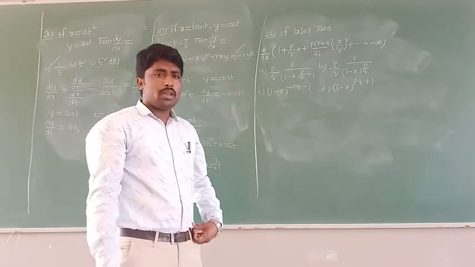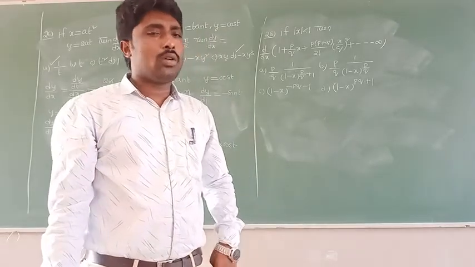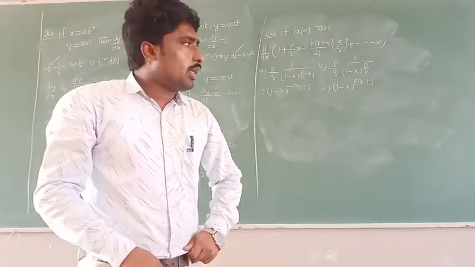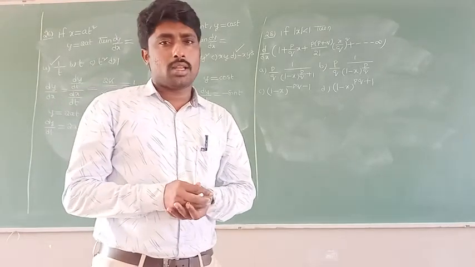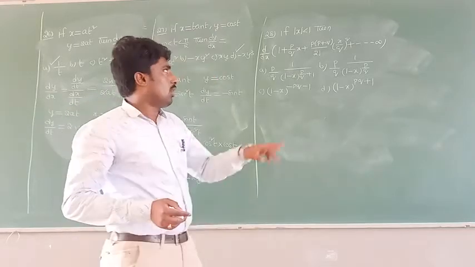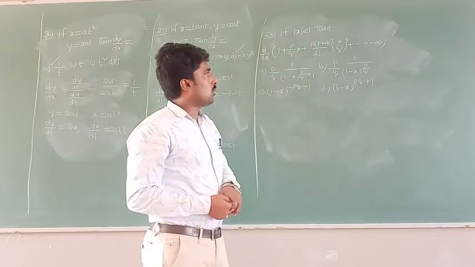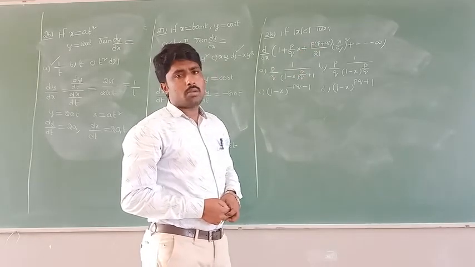So this is very important for you. This is a series-based problem. If you don't know the expansion, you cannot solve this problem. That's why, I think this expansion is there in the binomial theorem. Unfortunately, they deleted the binomial theorem for you. So all of you see here: 1 plus p by q into x plus p into p plus q by 2 factorial into (x by q) whole square plus, and so on up to infinity.